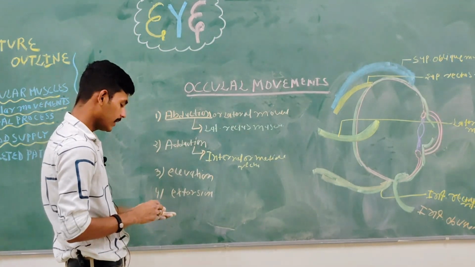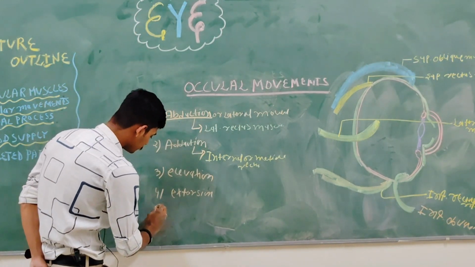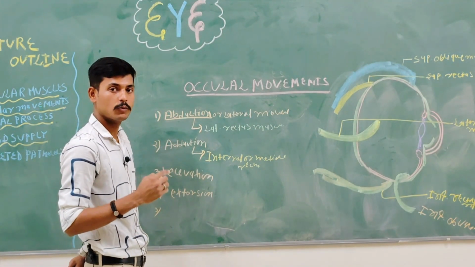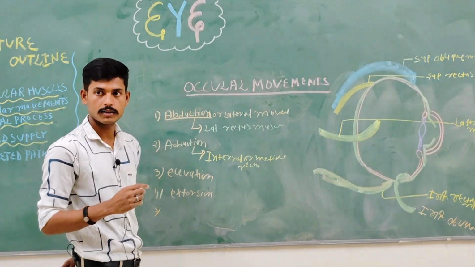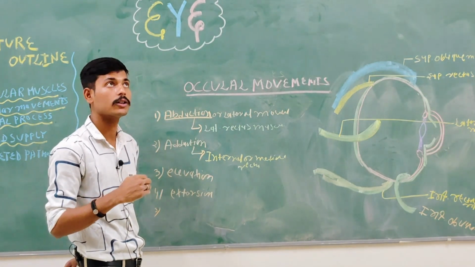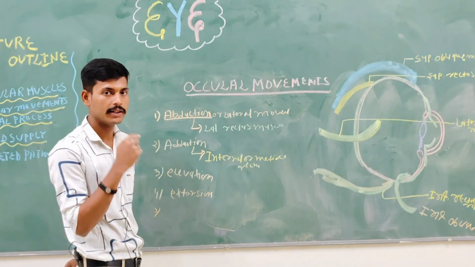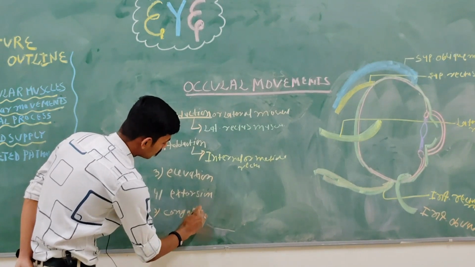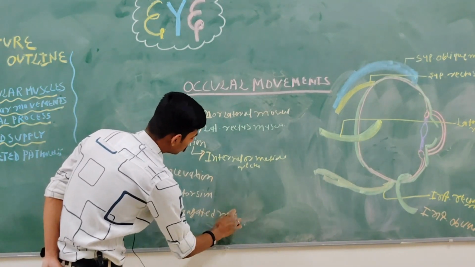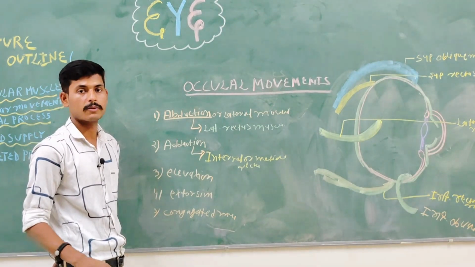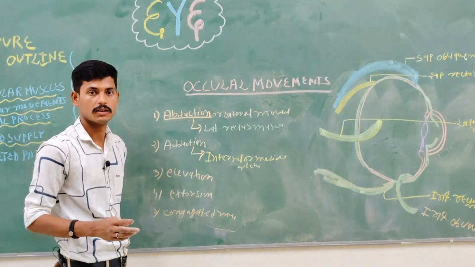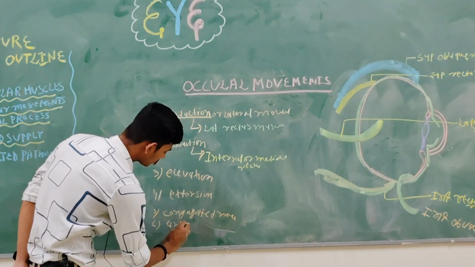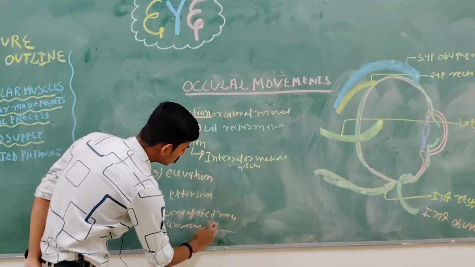Apart from that, sometimes both eyeballs perform the same movement, like when you are looking down, both eyes go down, looking above, looking to the side, lateral, medial. This is called conjugated movement. Sometimes the eyes also perform separate movements. This is called unconjugated movement.